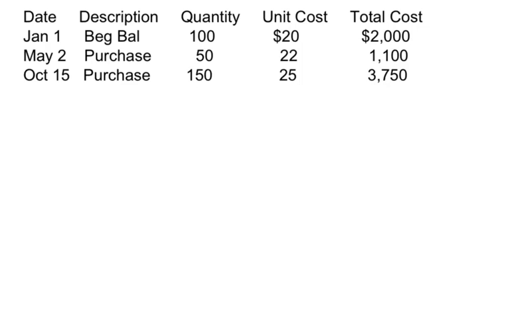Let's walk through some examples using a periodic inventory system. Remember, it's periodic, so every time we have something to do with inventory, we don't necessarily update it. We're just going to do it periodically. We're going to wait until the end of the accounting period.